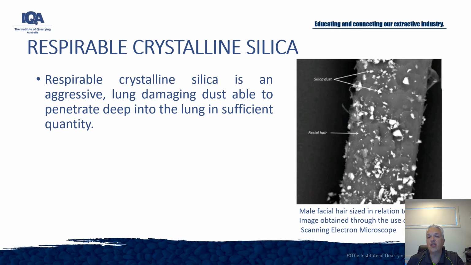As you can see on the right hand side, that's a picture of male facial hair under a scanning electron microscope. The facial hair is quite large in this picture, and if you have a look at the respirable crystalline silica dust particles, they're very, very small. Like I said, they're less than 10 microns. Some of these are probably down to 0.1 of a micron. As you can see, they're significantly smaller than human facial hair.